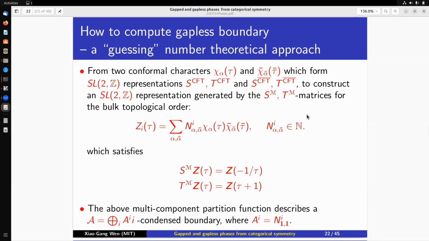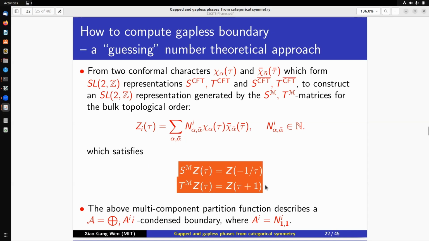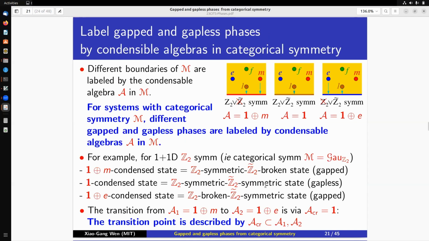Okay. So here, maybe I'll just mention how you obtain this modular covariant partition function. And the modular covariant partition function would satisfy these two conditions. And yes, go on. Yeah, sure.